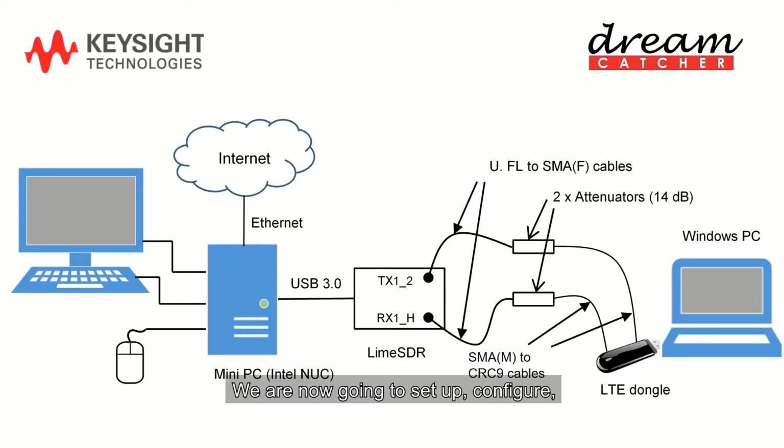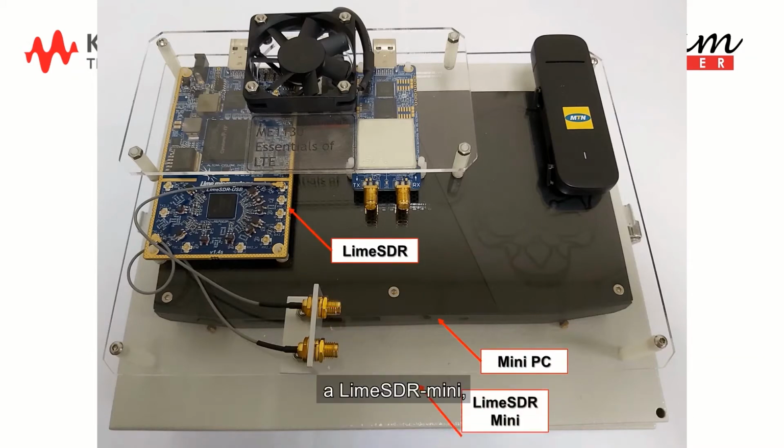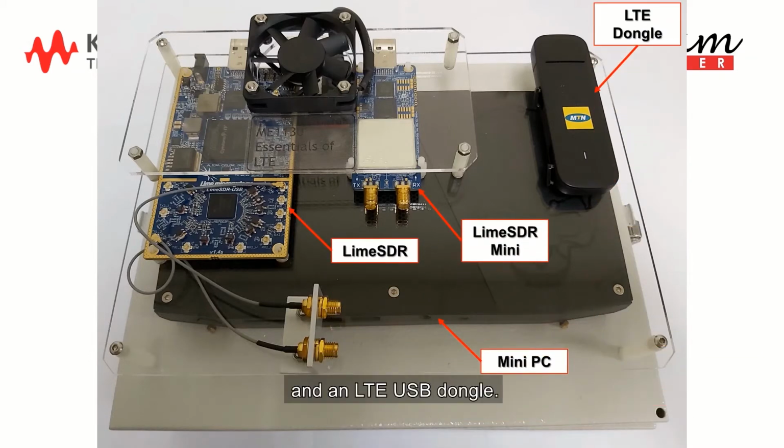We are now going to set up, configure, and implement the eNodeB and EPC using OAI and establish a working LTE network using COTS-UE, using the Dreamcatcher ME1130, Essentials of LTE and LTE-A training kit. The training kit consists of a mini PC, a LimeSDR, a LimeSDR Mini, and an LTE dongle.